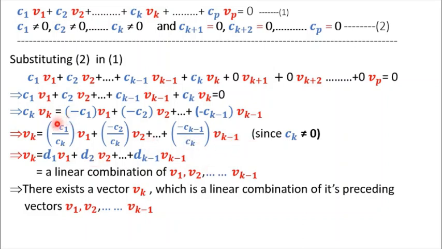I am writing this as d1, this as d2, and so on, plus this as dk minus 1, vk minus 1. I got one more linear combination. Vk is equal to, it's a linear combination of v1 to vk minus 1. What do you mean by that? There is a vector vk which is a linear combination of its preceding vectors v1, v2 and so on, vk minus 1. So this is what we proved, the first part.